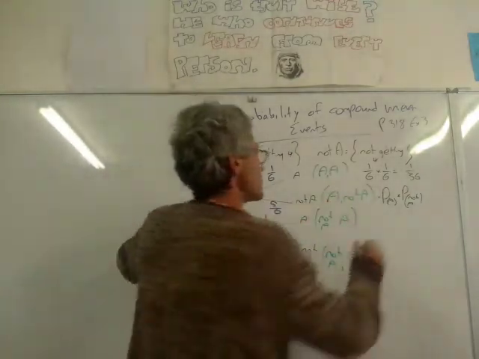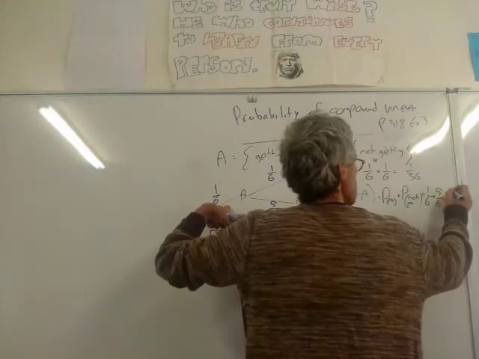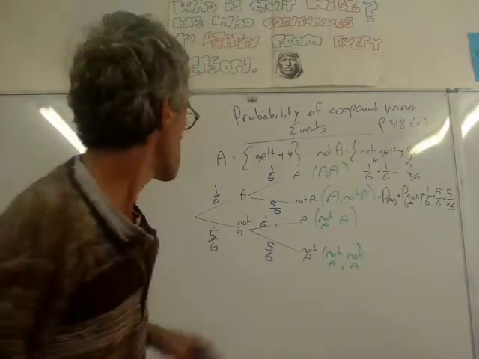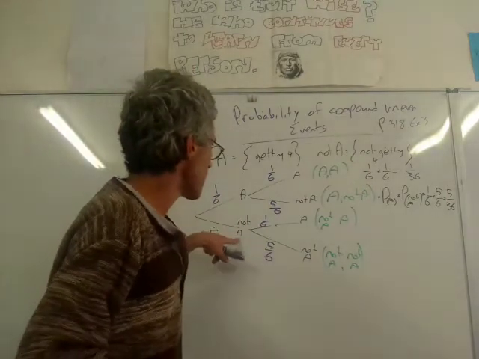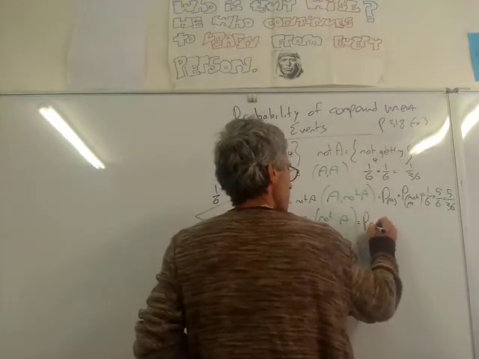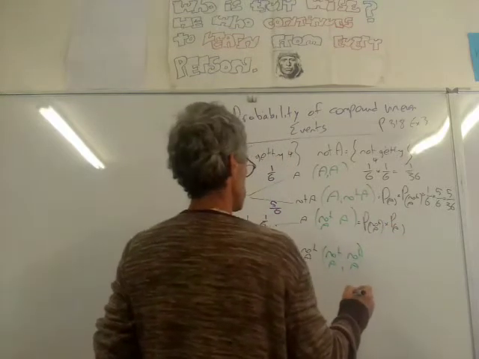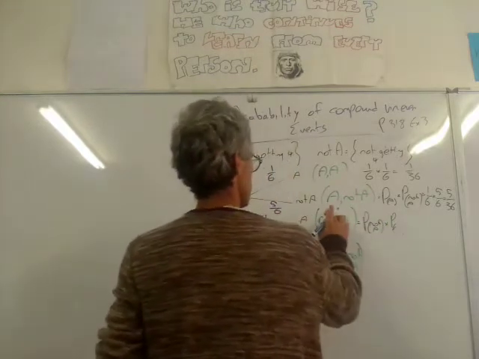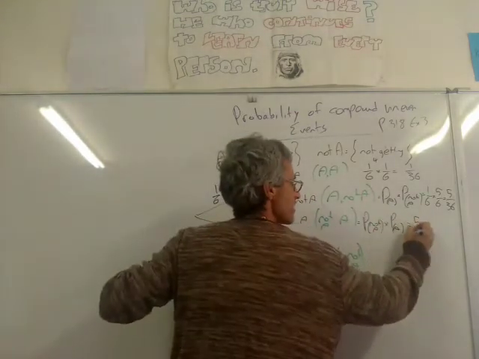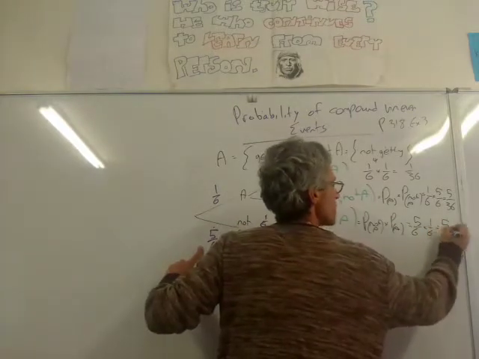So it's going to be 6 times 5 over 6, which is 5 over 36. Okay? What's the probability of getting a not A and then an A? Well, it's going to be the probability of getting not A times the probability of getting an A. Sorry, not an A. Sorry, yeah, A. Okay, so it's going to be 5 over 6 times 1 over 6, which again is 5 over 36.